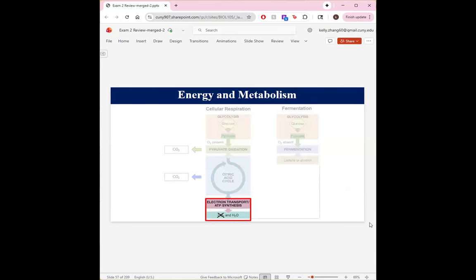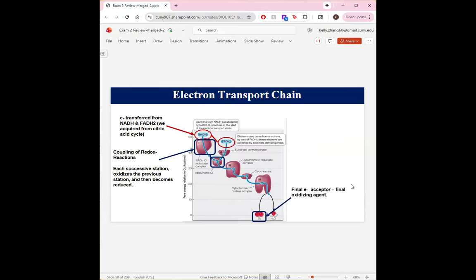Next, after the citric acid cycle, we have the electron transport chain, which is a series of coupled redox reactions. Each step oxidizes the previous step and becomes reduced. Carriers gain energy when reduced, or when they gain electrons, and release energy when they're oxidized, aka lose electrons.